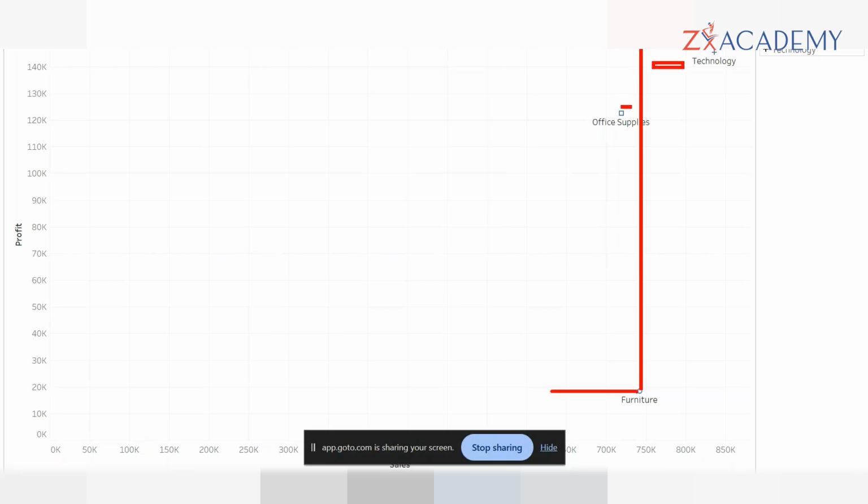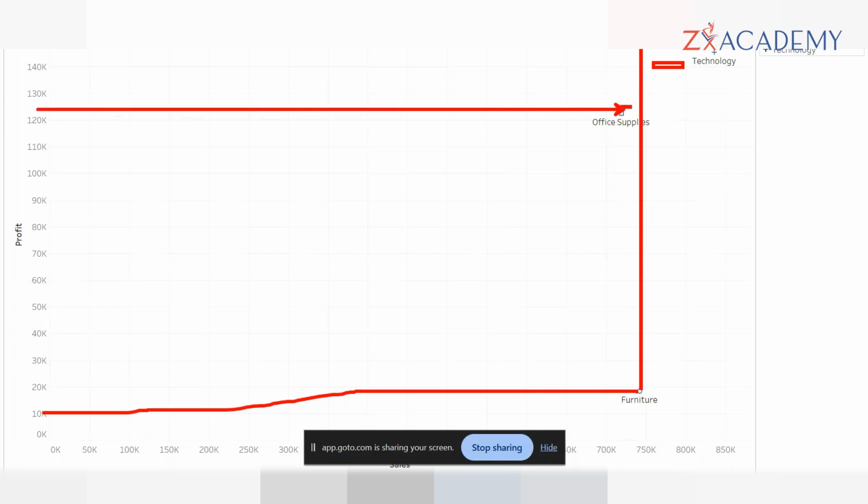But when it comes to profit, what is happening here? The profit is very, very low. So it has done almost more than the sales of office supplies. But for office supplies, we are getting a profit of 1,25,000, and for furniture we are hardly getting around 20,000, not even 20,000. If I draw a line here, it is less than 20,000. So where is 1,25,000 and where is less than 20,000?